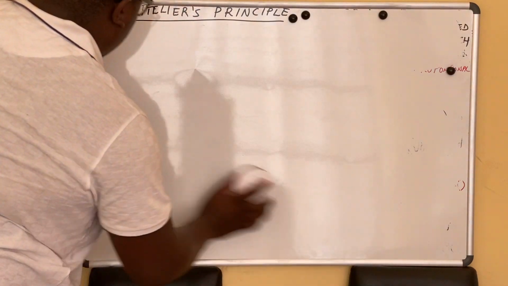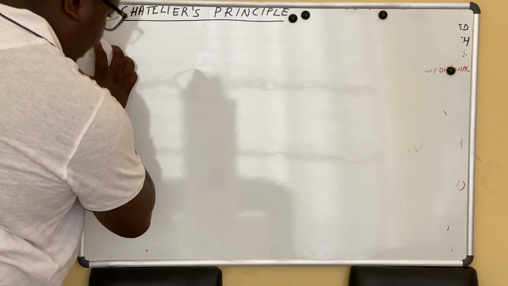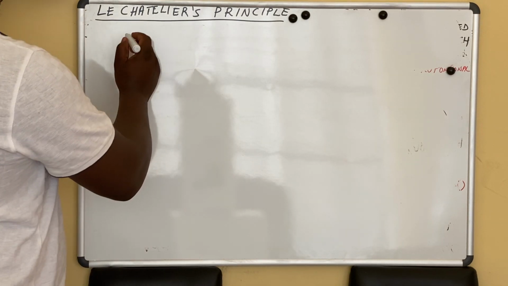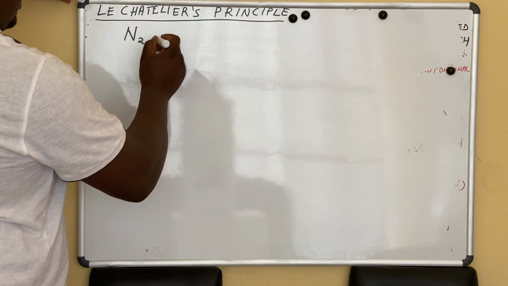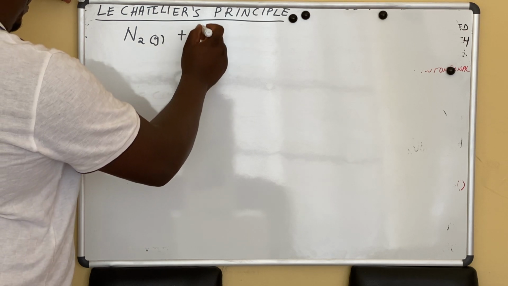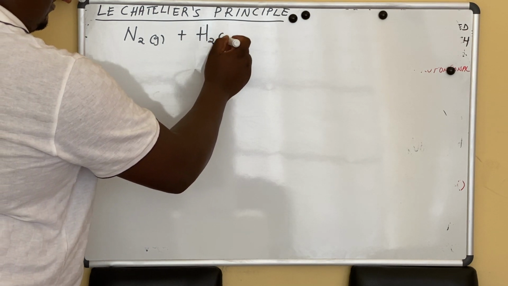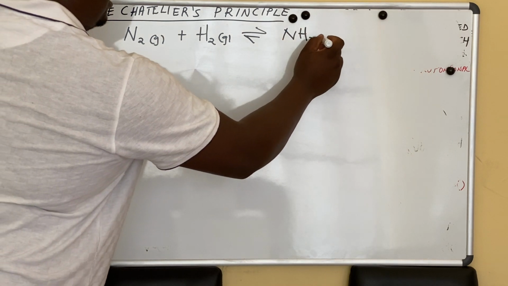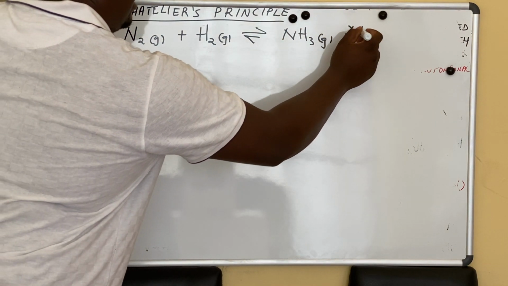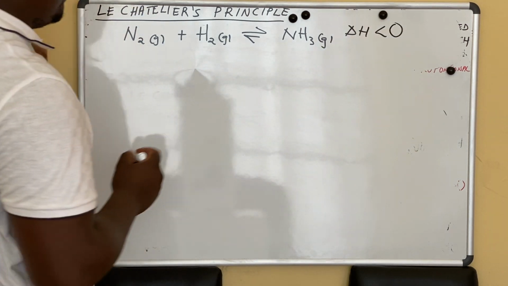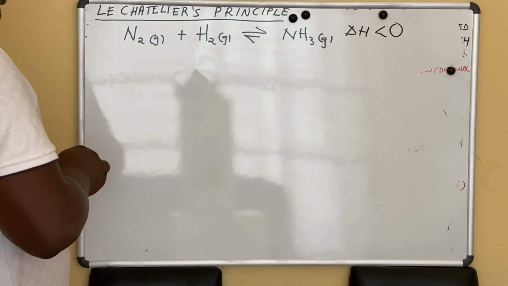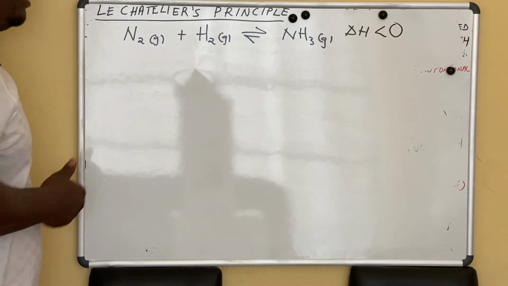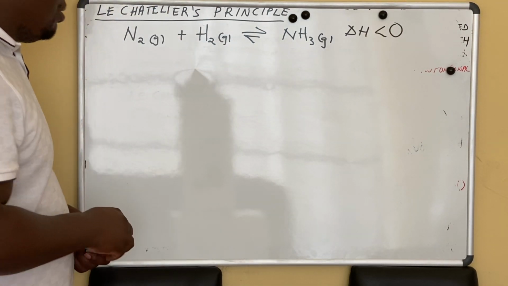Let's look at the equation from the Haber process, the industrial manufacture of ammonia. So we are going to be having nitrogen gas reacting with hydrogen gas, reversible reaction. It produces ammonia gas, and then the delta H is less than 0. It means the forward reaction is exothermic. So if the forward reaction is exothermic, I already know now that the backward reaction must be endothermic.